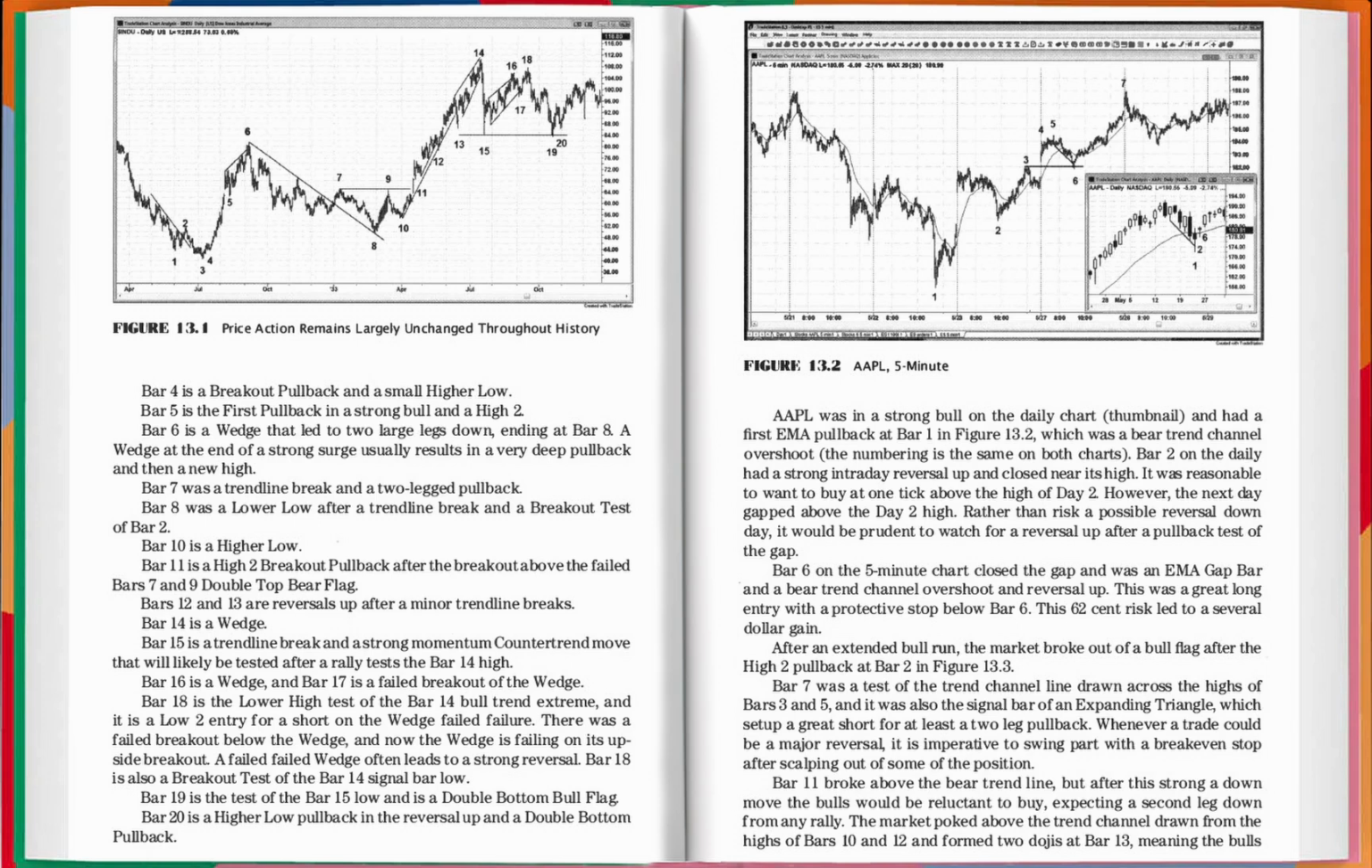After an extended bull run, the market broke out of a bull flag after the high 2 pullback at bar 2 in figure 13.3. Bar 7 was a test of the trend channel line drawn across the highs of bars 3 and 5, and it was also the signal bar of an expanding triangle, which set up a great short for at least a 2-leg pullback. Whenever a trade could be a major reversal, it is imperative to swing part with a break-even stop after scalping out of some of the position.